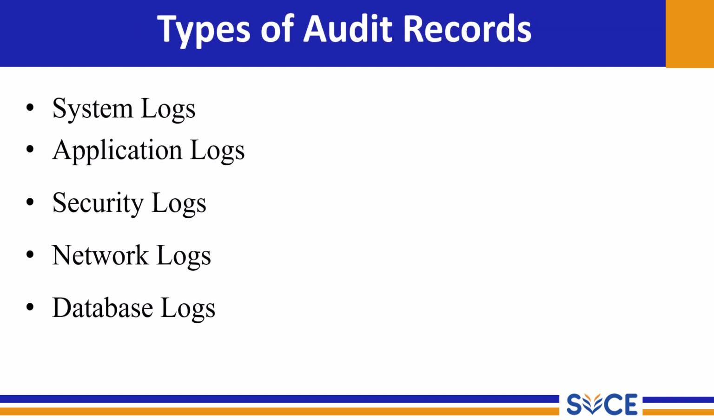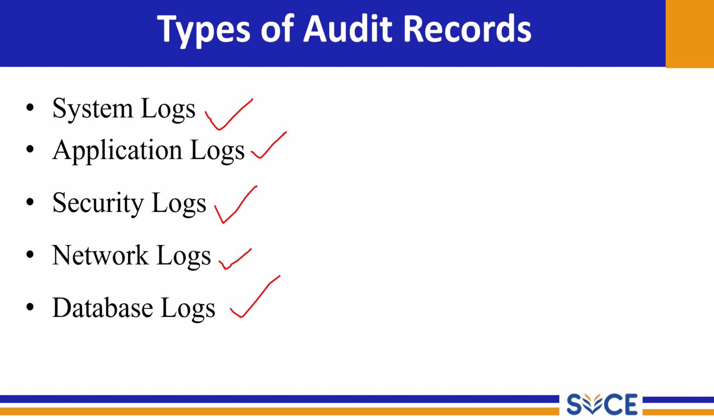Next one, the types of audit record. First one, system log, application log, security log, network log, and last one is a database log. And first of all, what is meant by system log? Here these record what the OS will be doing, such as a user login or the operations, whatever you're using, file access as well as system errors.